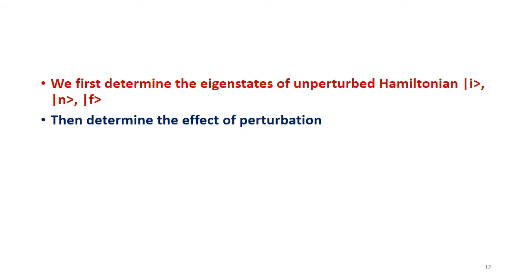So now, in order to perform the calculation, we first need to determine the eigenstates of the unperturbed Hamiltonian, H0. We will need three types of eigenstates: the initial state, the final state, and a tower of intermediate states. All of these are eigenstates of the unperturbed Hamiltonian. Next, we need to determine the effect of the perturbation.